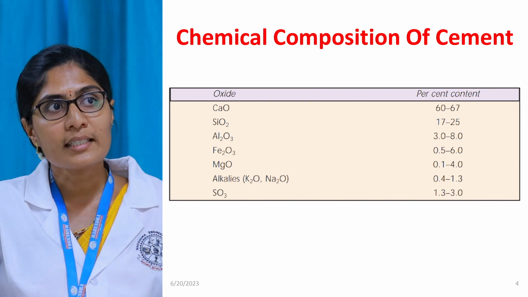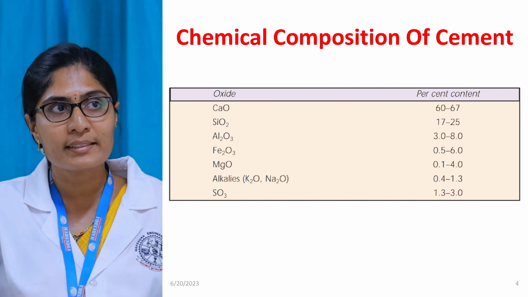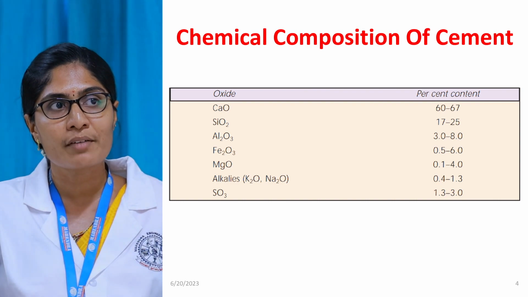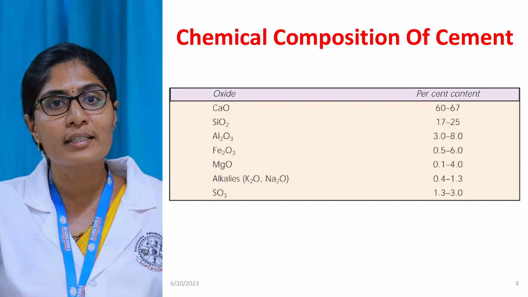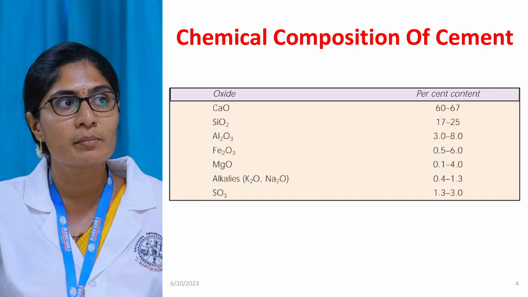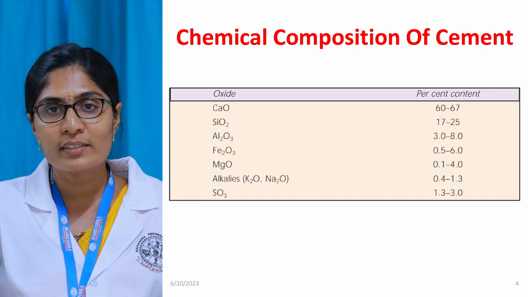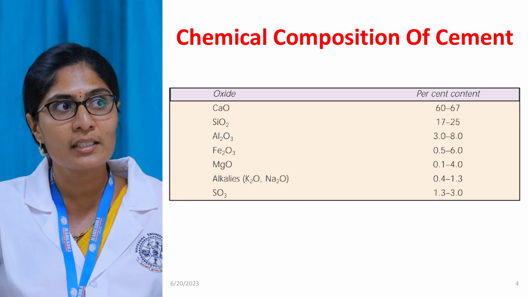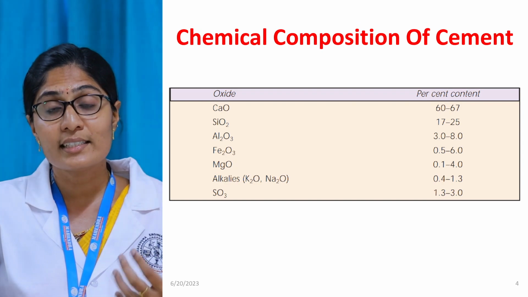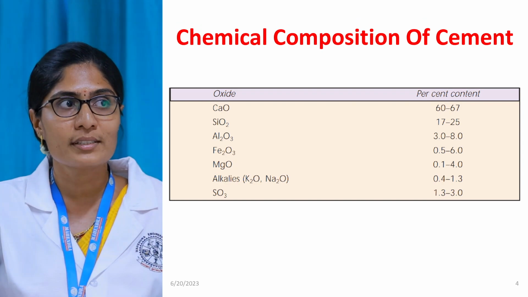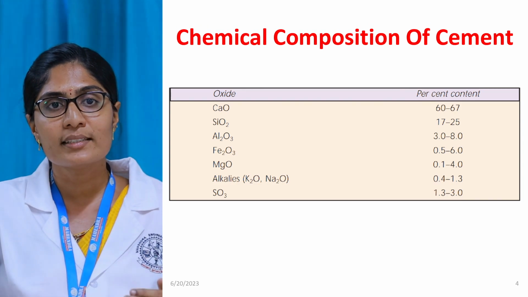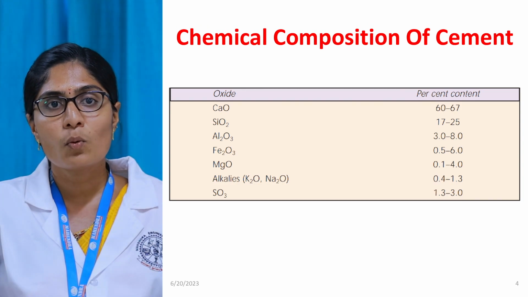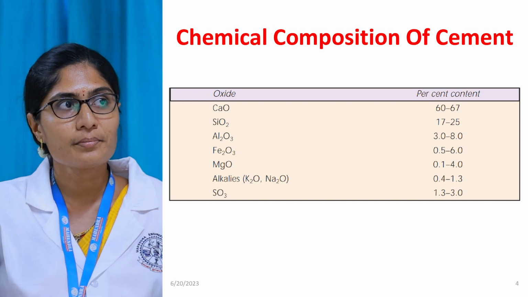Similarly, silica should be present in an optimum dosage of 17 to 25%. Excess or deficiency of any of these ingredients will affect the strength and durability of the cement. Alumina is mainly responsible for the plastic nature of cement, and iron oxide is mainly responsible for the color of the cement. Magnesium oxide, alkalis and sulphur should be present at a dosage less than 1.5%.